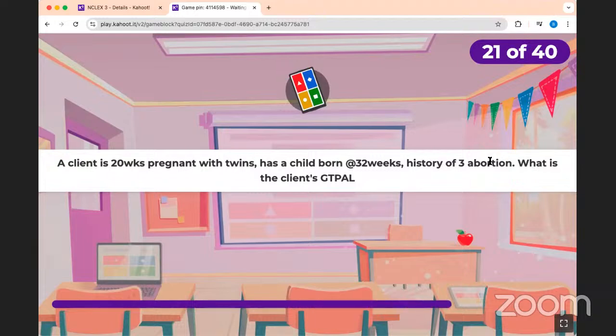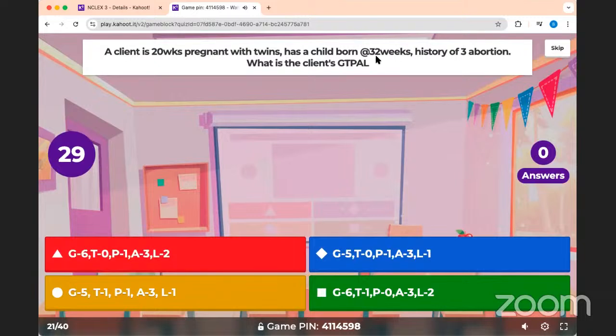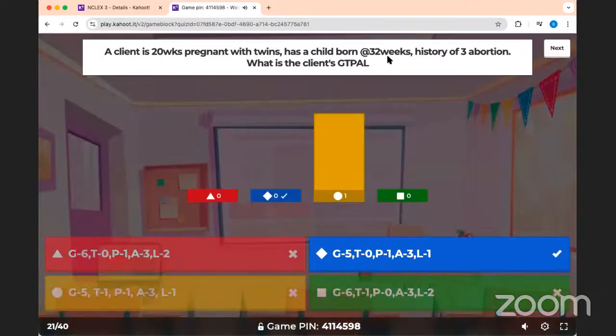Client is 20 weeks pregnant with twins, right? She has a newborn at 32 weeks. That's preterm, right? History of 3 abortions, right? What would you think? She's pregnant now. She has a baby at 32 weeks, and she has 3 abortions. How will you classify it? Straightforward. This one was quick, but it's 5 pregnancies, right? 1 now, 3 abortions, and the previous one, right? There's 1 preterm, which is 32 weeks, and then there's 3 abortions, and there's 1 living baby. So that's the way the twin baby is considered 1 pregnancy.